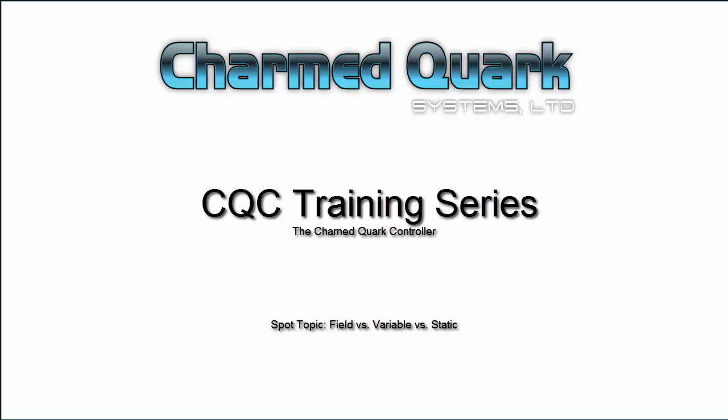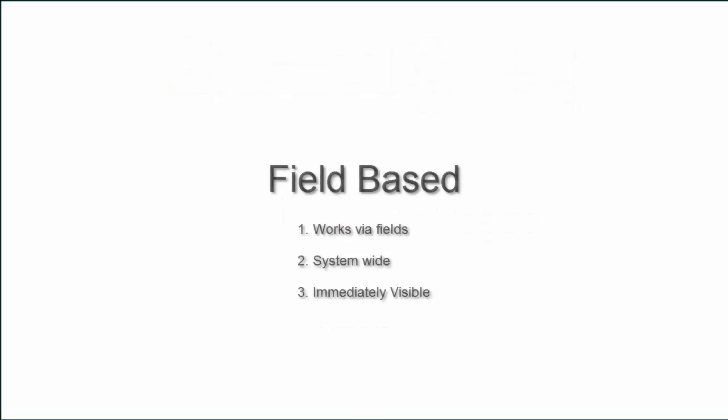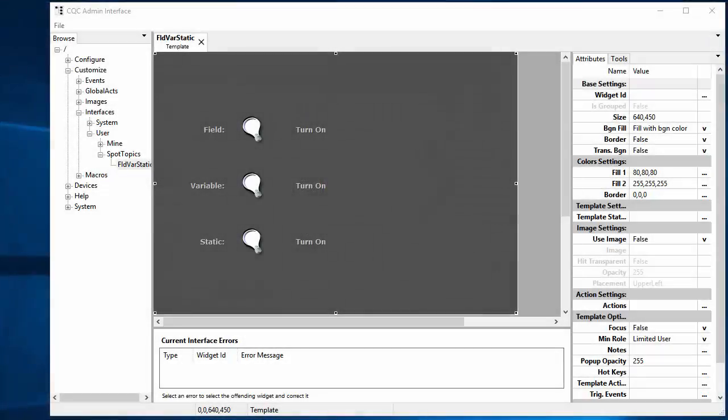So we'll go ahead and get started first with field-based widgets. As you might imagine, the most obvious difference for field-based widgets is that they operate on fields, as would be expected. And this, in turn, has two other side effects. That means that any changes that you make are system-wide, and they are immediately visible to all other CQC clients and even servers as well, meaning background servers such as the event server that are monitoring fields in order to react to them and so forth.